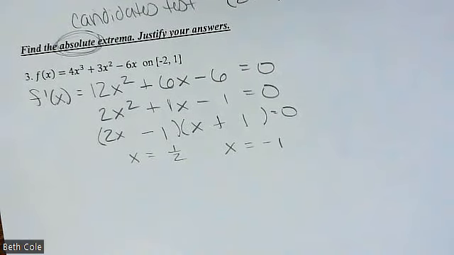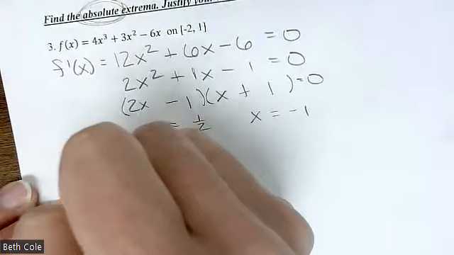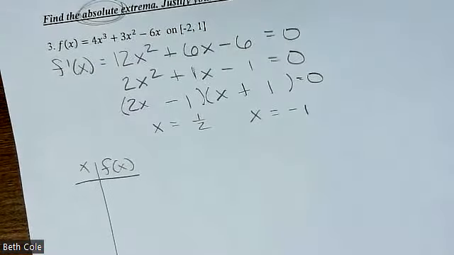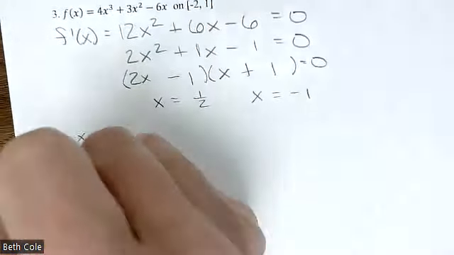And I like the candidates test. And it will show up on the free response part. I have never seen an AP exam that does not have a candidates test on it. You will make a table, okay? So you're going to make a table, x, f of x. And your candidates are your endpoints and your critical points. So look back at the problem. What were the endpoints? Yeah, -2 and 1.